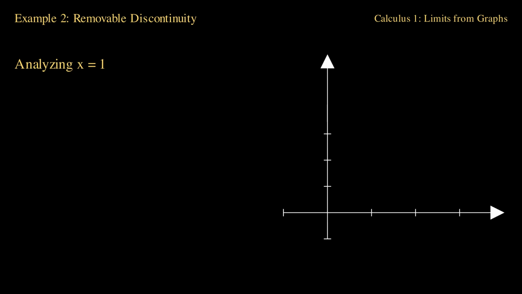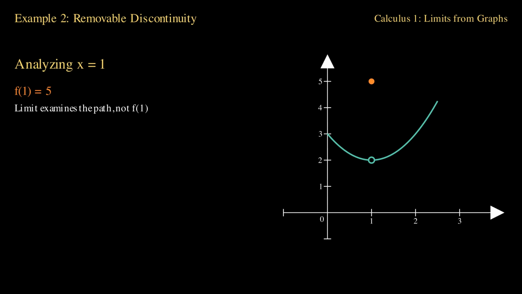Moving to example 2, we encounter a more subtle scenario, a removable discontinuity, visually represented as a hole in the graph at x equals 1. If you look closely at the grid, the actual defined point for the function, f of 1, is located way up high, represented by the solid dot at a y value of 5. However, remember our golden rule. Limits do not care about the destination point itself, they only care about the journey.